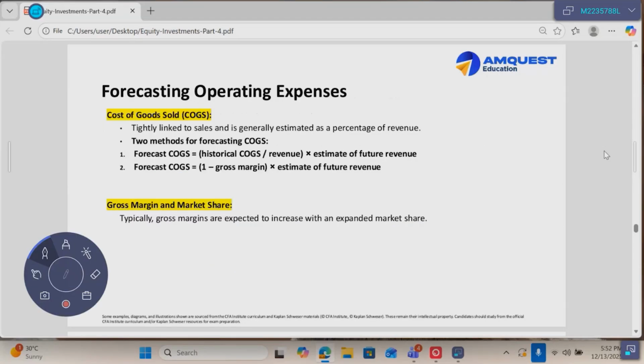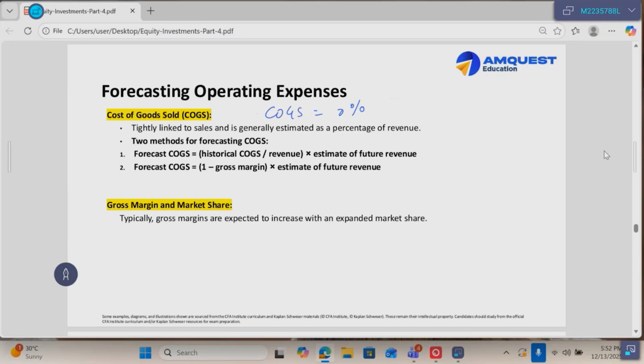So how can we forecast operating expenses? COGS is tightly linked to sales and it is generally estimated as a percentage of revenue. So COGS is equal to some percentage, let's say X percent, of revenue. In the previous example, it was given as 25%. There are two methods for forecasting COGS. We can forecast COGS as historical COGS divided by revenue, multiplied by the estimate of future revenue. Or we can do 1 minus gross margin, multiplied by the estimated revenue of the future. So you have to remember the formula.